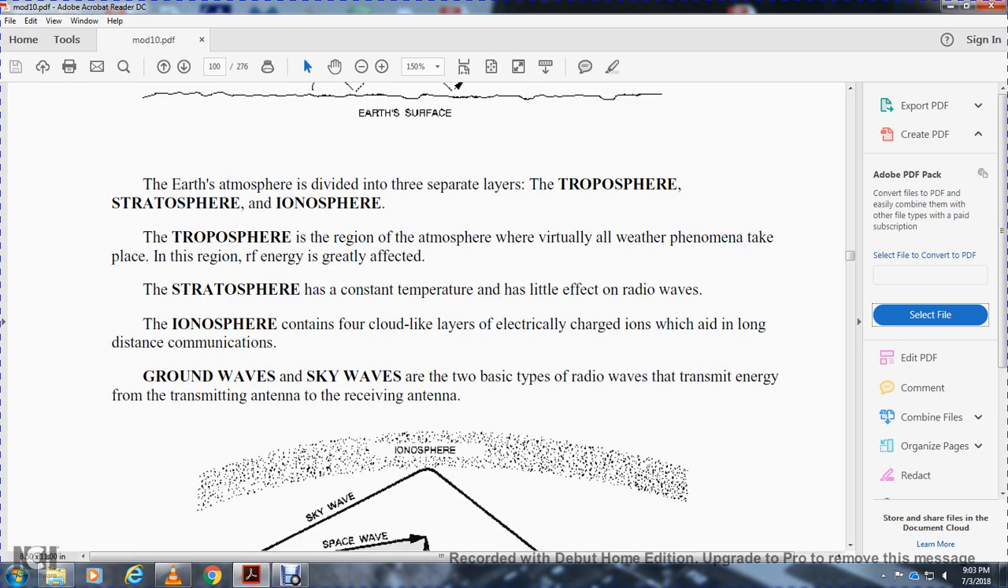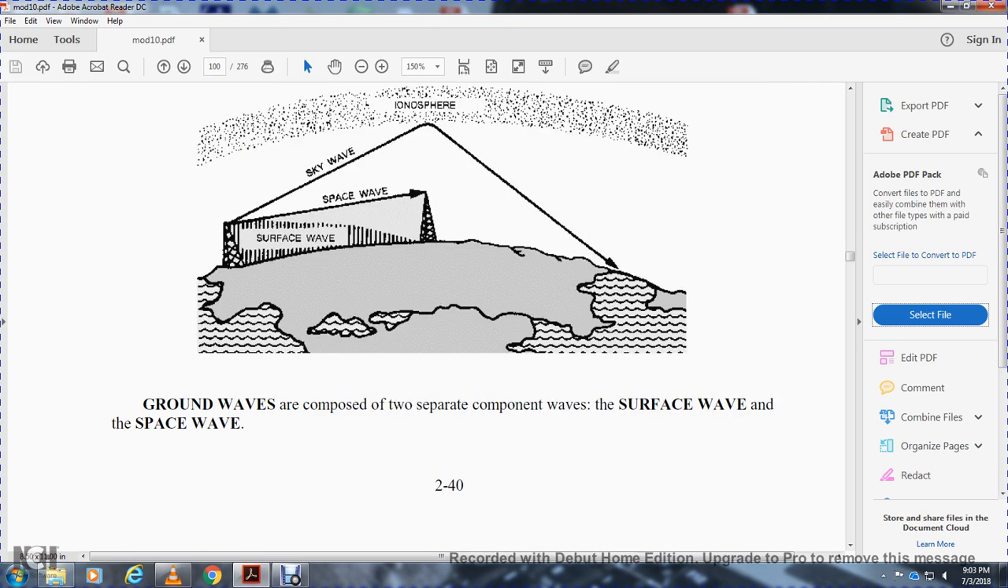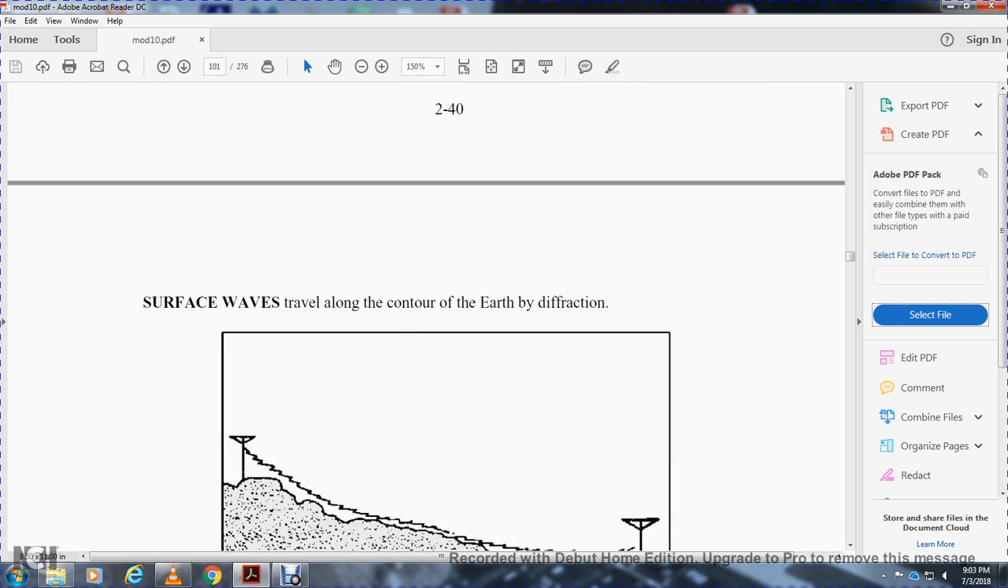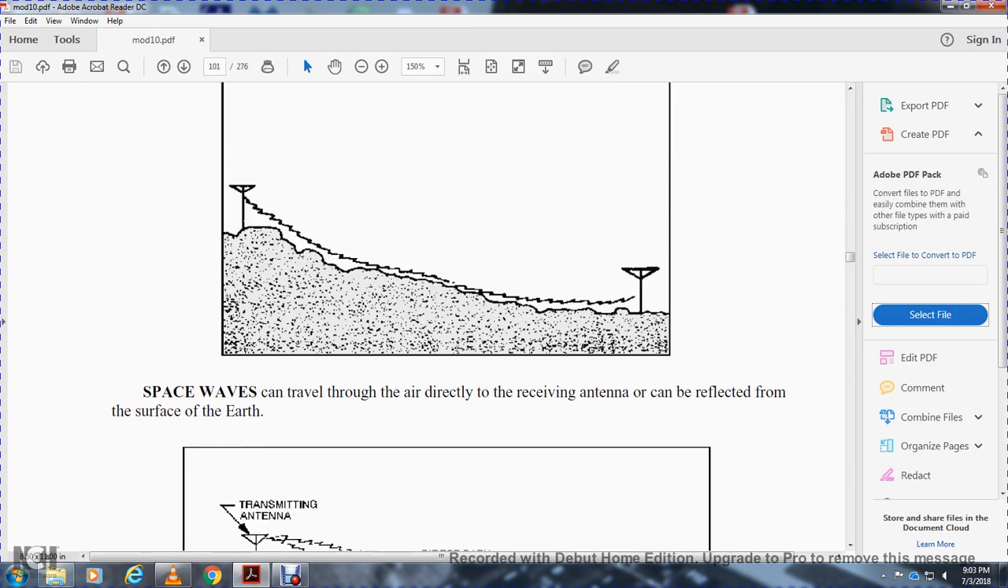Ground waves and sky waves are the two basic types of radio waves that transmit energy from the transmitting antenna to the receiving antenna. Ground waves are composed of two separate components, the surface wave and the space wave. The surface waves travel along the contour of the Earth by diffraction. Space waves can travel through the air directly to the receiving antenna, and can be reflected from the surface of the Earth.